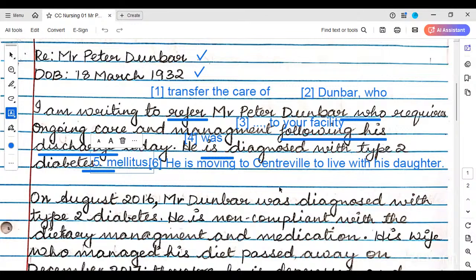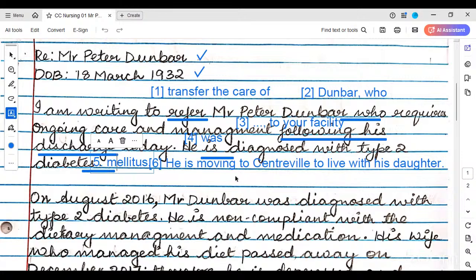That's the next point here. So, continuation: incomplete information. Why are you transferring the care of Mr. Peter Dunbar? Because he is moving to that particular town, Centerville, to live with his daughter. So nobody is there to take care of him here. So he's moving from this town to the new town, Centerville.